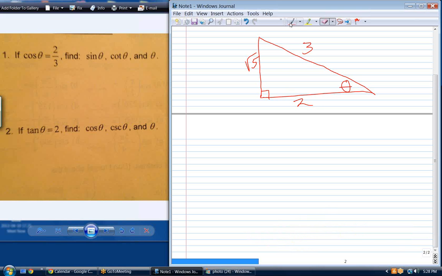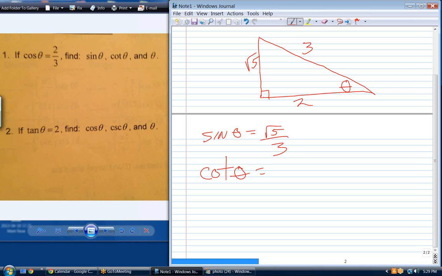Now that we know all 3 sides, what's the sine of theta? Opposite over hypotenuse, square root 5 over 3. And the cotangent of theta? We can figure all 6 trig functions now that we know all 3 sides.